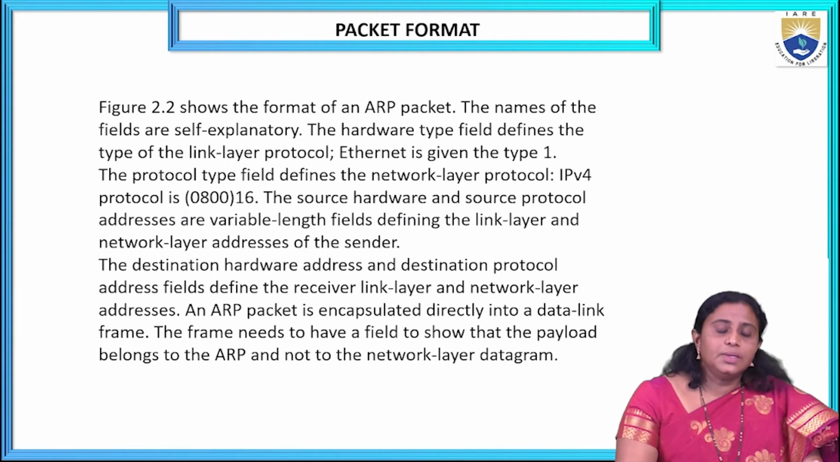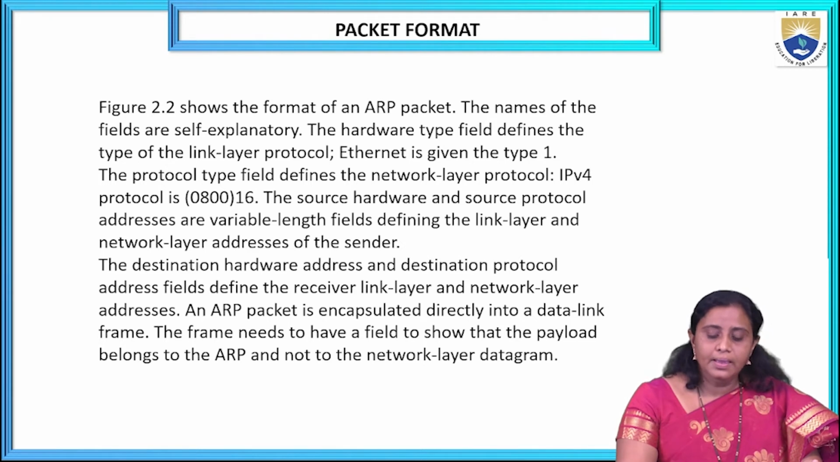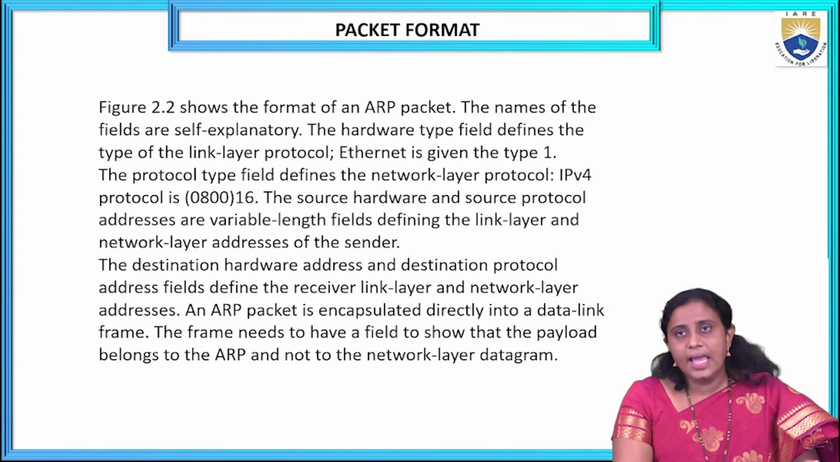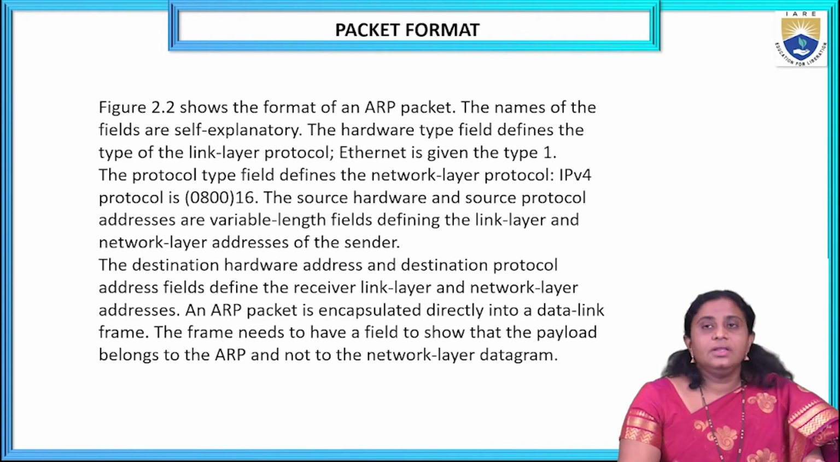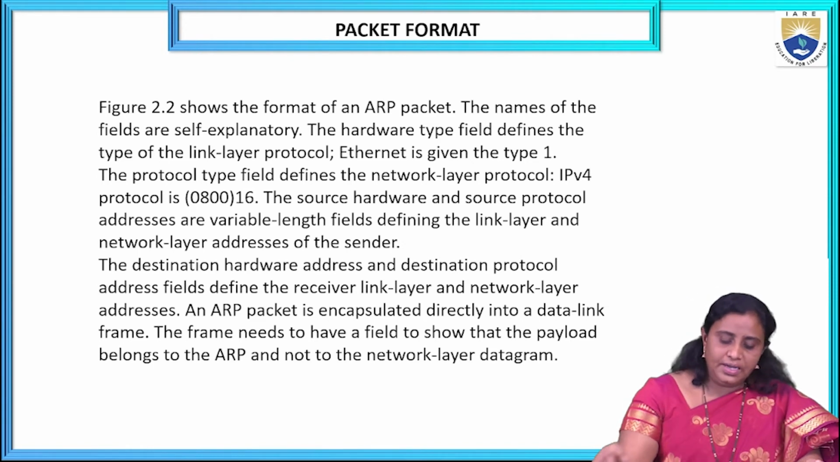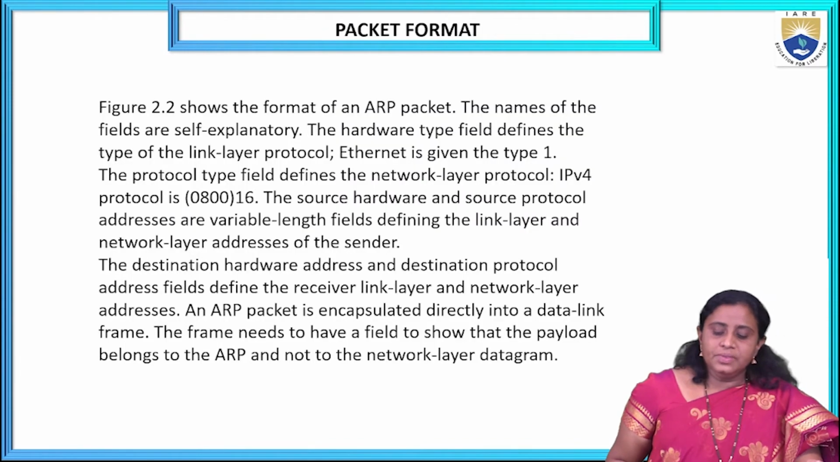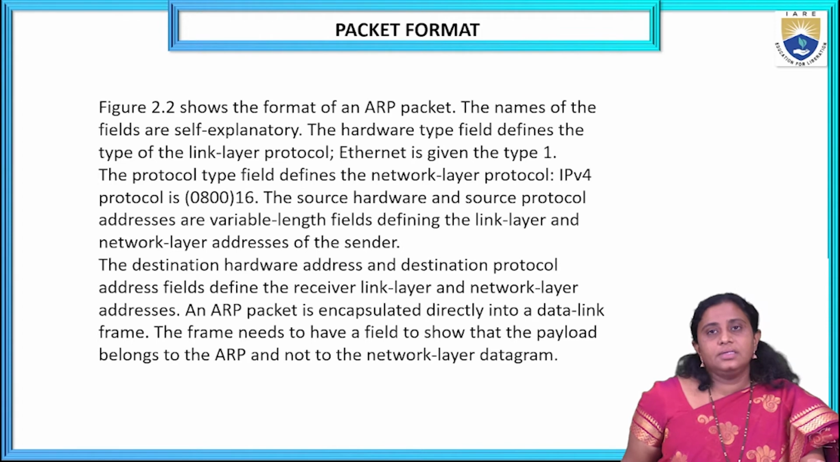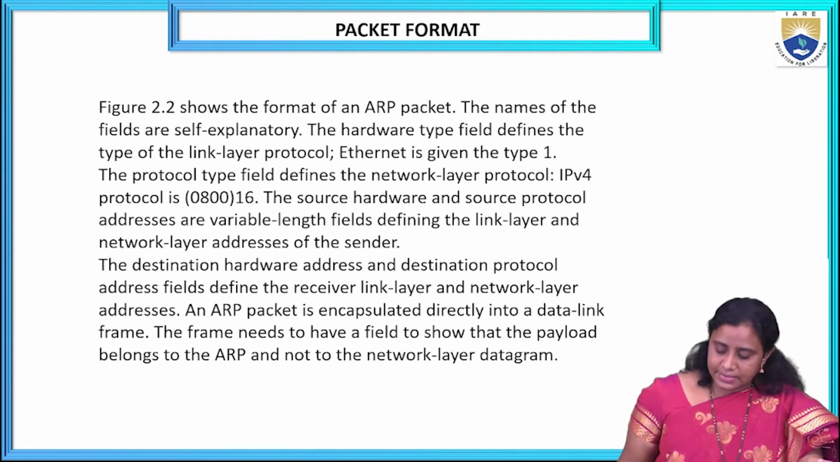Coming to the next important element under the data link layer, the ARP packet. The names of the fields are self-explanatory. The hardware type field defines the type of the link layer protocol. Ethernet is given the type 1, and the protocol type field defines the network layer protocol. The IPv4 protocol is 0x0800. The source hardware and source protocol addresses are variable length fields defining the link layer and network layer addresses of the sender.